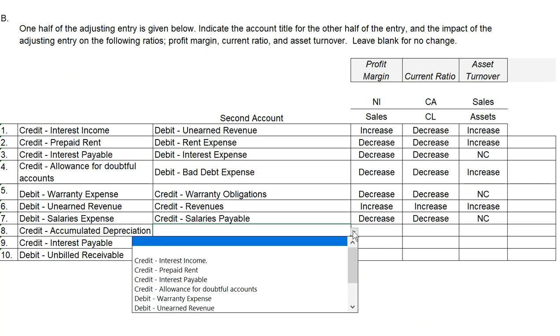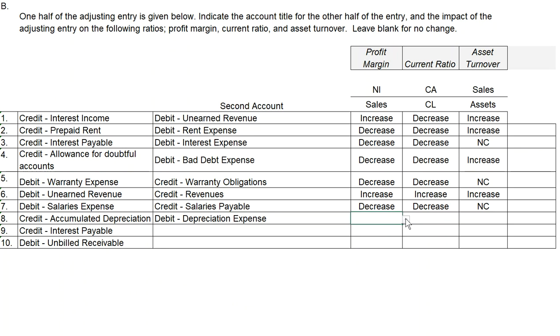Credit accumulated depreciation. The other half of that would have been what? Depreciation expense. The increase in expense, of course, decreases our profit margin. In terms of our current ratio, nothing's going on. We had no change in current assets because, remember, equipment or anything we're going to depreciate is a long-term asset. No change in current liabilities, so no change in our current ratio. But we did have what? A decrease in assets, so our overall asset turnover will increase.